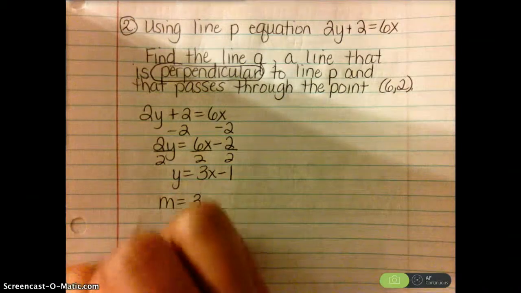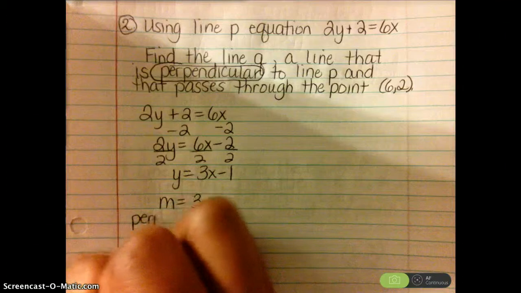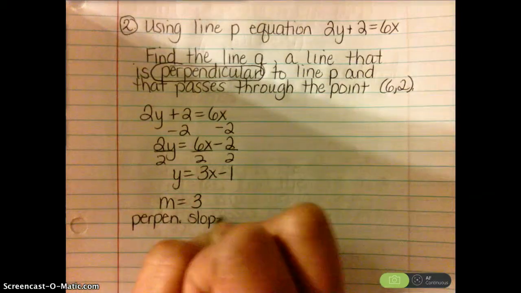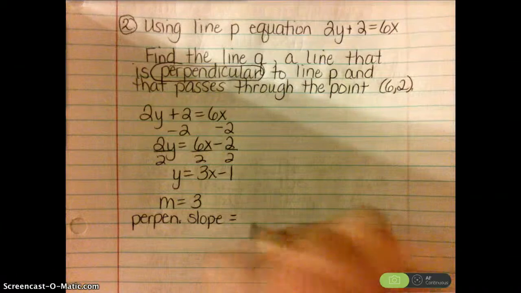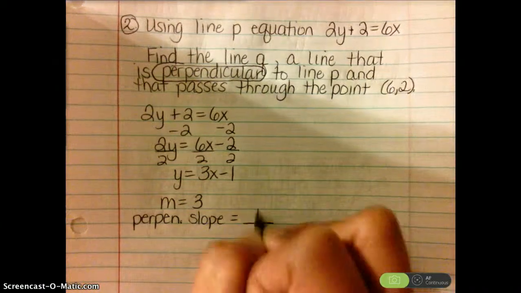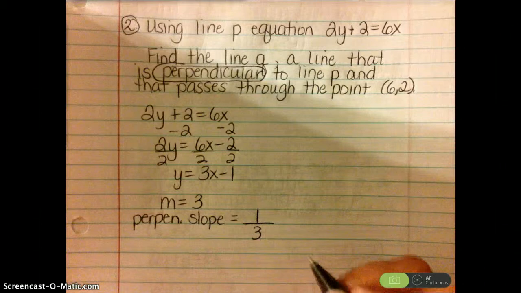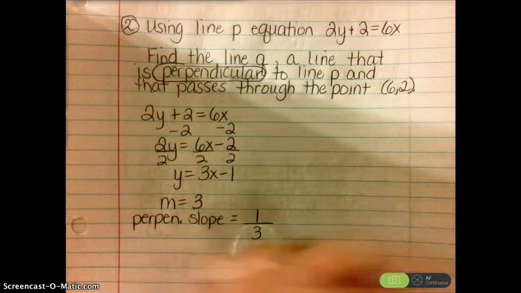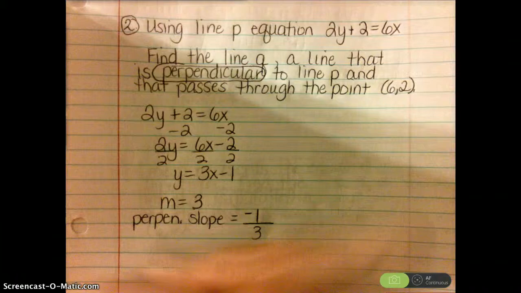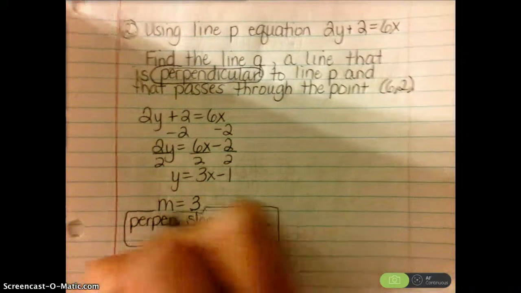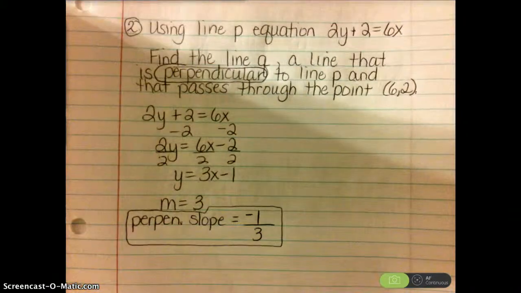But since I need a perpendicular equation, then we need to talk about the perpendicular slope. With a perpendicular slope, we have to flip it. So if this is 3 over 1, then it flips and becomes 1 over 3. And then the signs have to be opposite. Since this is a positive 3, this slope has to be a negative. So my perpendicular slope would be -1/3.